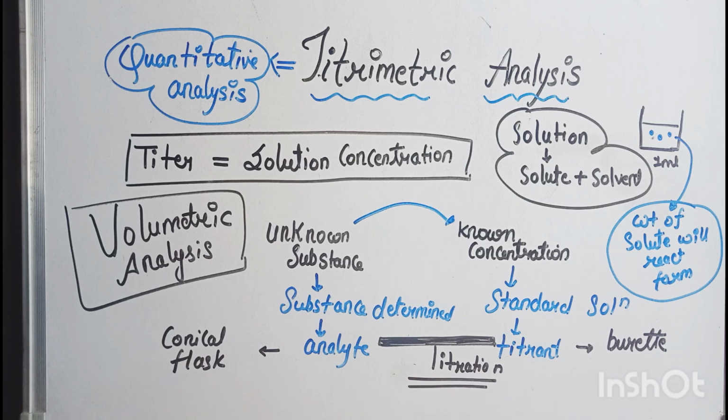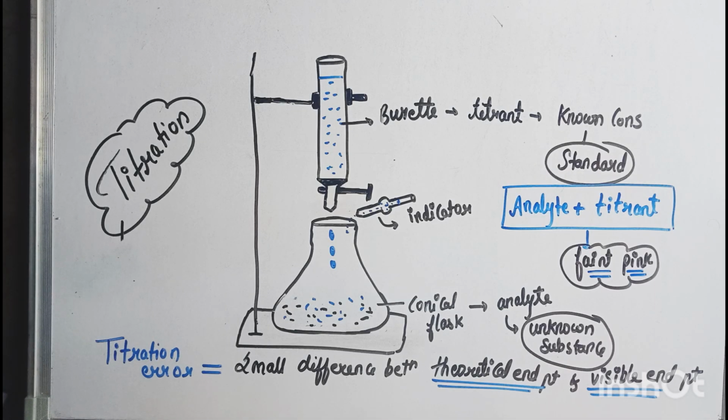Okay, next we move toward the diagrammatic representation of titrimetric analysis. This is the burette, and in this burette the titrant is filled, the known concentration standard solution. In the conical flask the analyte is present, the unknown substance we determine. When the titrant reacts with the analyte, it is called the titration process.